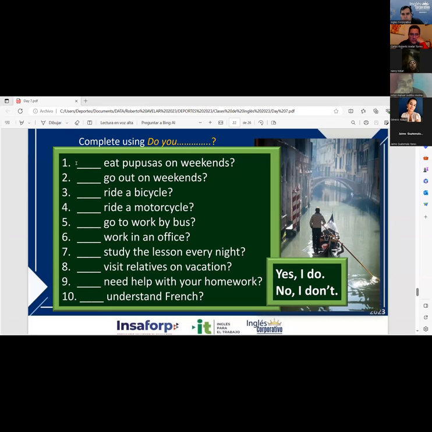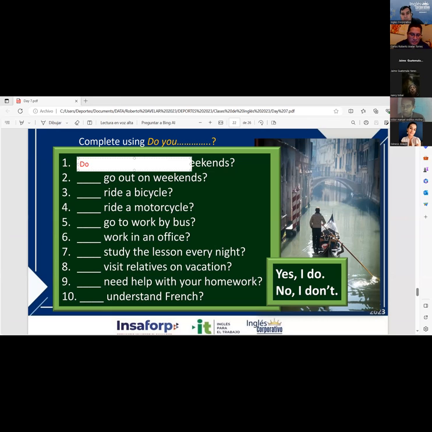Do you eat pupusas? This is for you to practice, because you have: yes, I do, no, I don't. Victor, do you eat pupusas on weekends? Yes, I do. Nancy, do you go out on weekends? Ask and answer the questions using do you. It says complete, but it's more practice than complete.